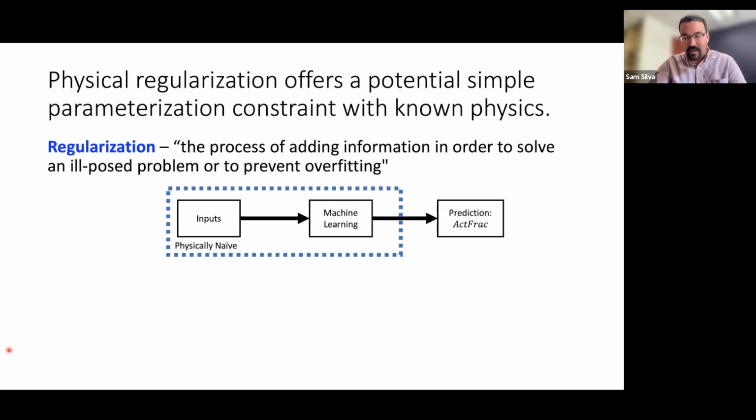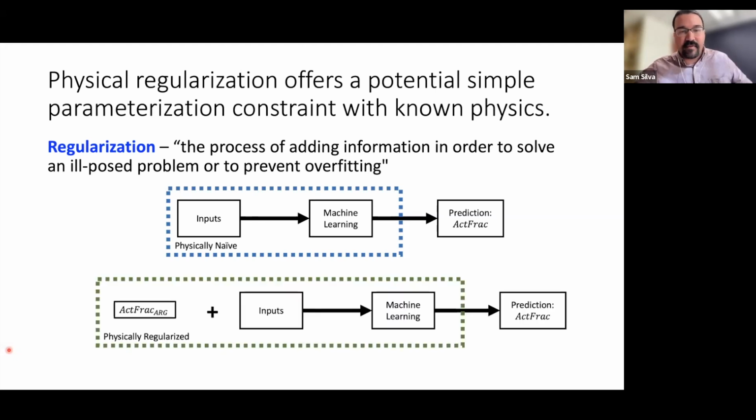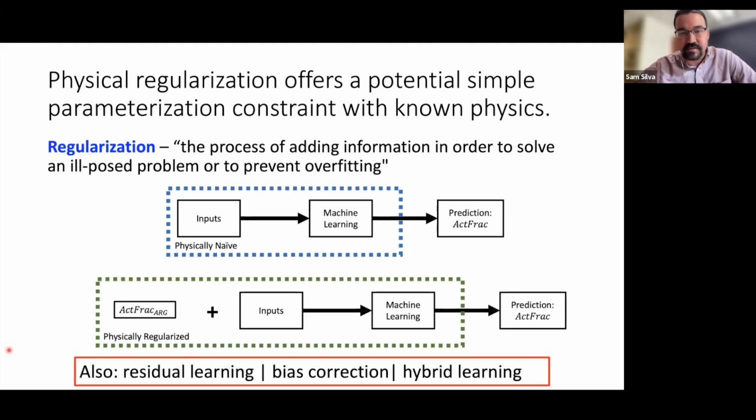This is the typical way that I have used machine learning in my own research, and many of us do, in the earth sciences, where we take some set of inputs, use that to drive a machine learning prediction model and predict some quantity. In this physically regularized approach, as we've called it here, you first calculate a quantity that you're interested in, and then on top of that, run a machine learning approach to help get you closer to the truth. Other ways of thinking about this could be residual learning, bias correction learning, hybrid learning, and so on.